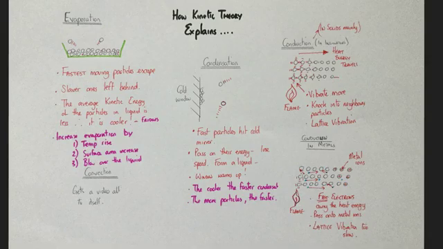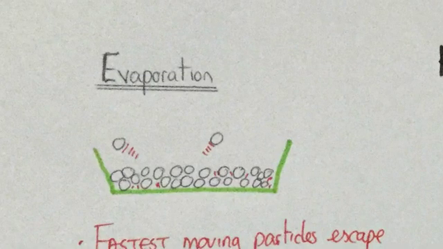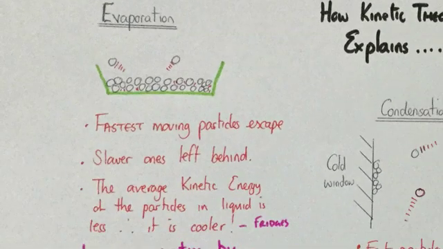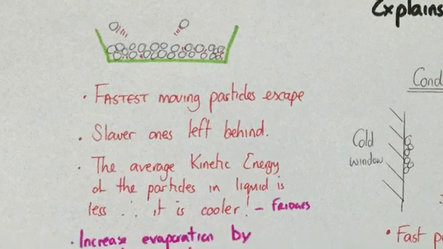So let's zoom into evaporation. In evaporation, you have a liquid and it turns into a gas. You can see that this green container is holding some water at the bottom, and some faster moving particles are leaving at the top. Basically those fastest moving particles escape. Slower ones are left behind. Now, because the fastest ones have escaped, the average kinetic energy of the particles in the liquid is less. So therefore the liquid feels cooler. Okay, and in fact it is cooler. And this is the basis of fridges, for example.